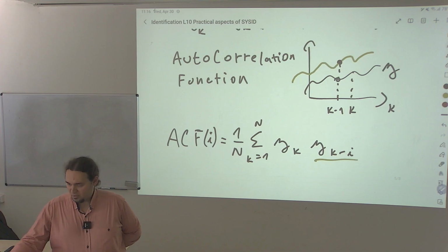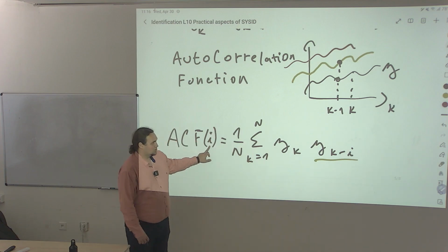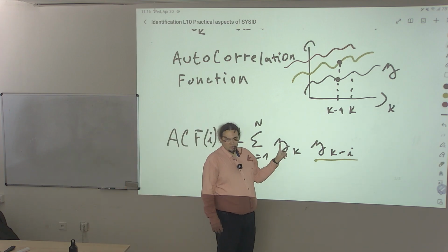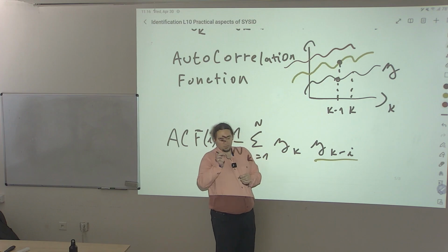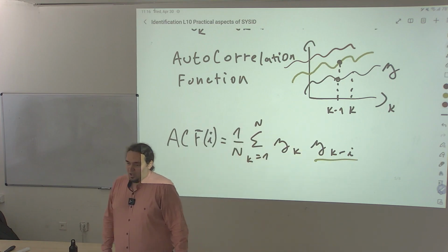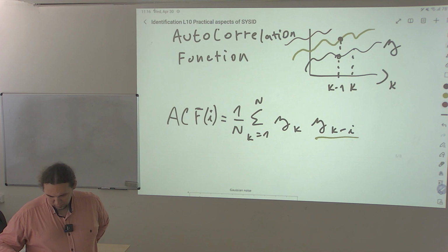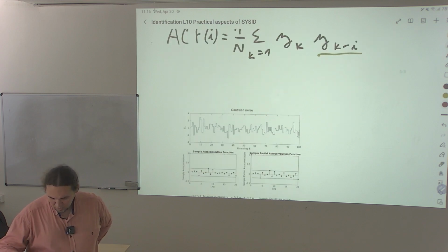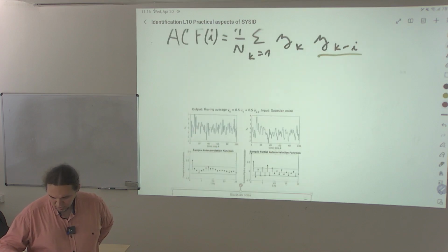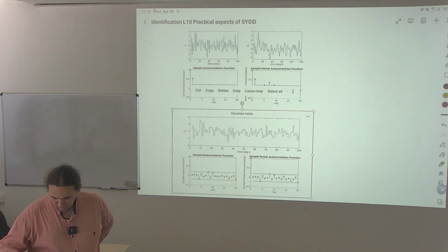But we don't have to stop there, right? We can also shift the second signal 2 samples. That would tell us whether our current value at the time k is correlated with the value 2 samples ago, and basically we get the so-called autocorrelation function. I'll show you some examples in a second.